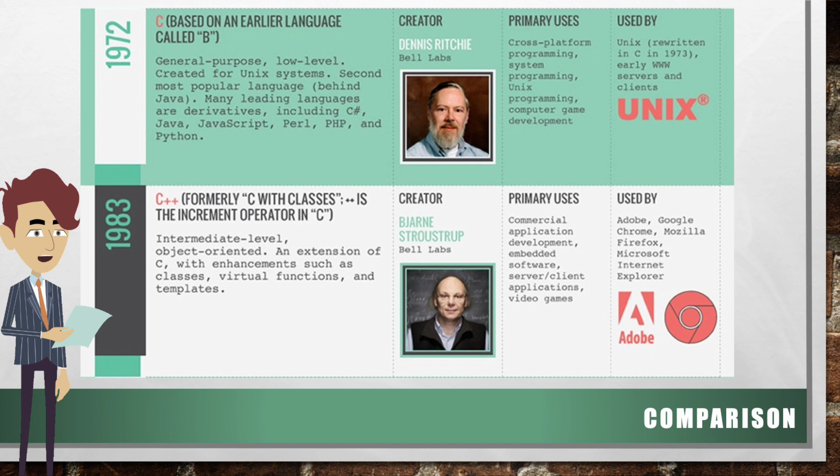In the year 1983, C++, formerly C with classes. Oh, sorry, the plus plus sign is considered the increment operator in C. So it was called C with classes, and that is why it is named C++. It is an intermediate-level, object-oriented extension of C with enhancements such as classes, virtual functions, and templates. Its creator is Bjarne Stroustrup.